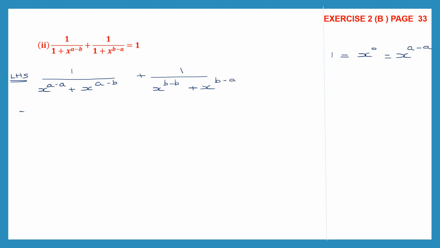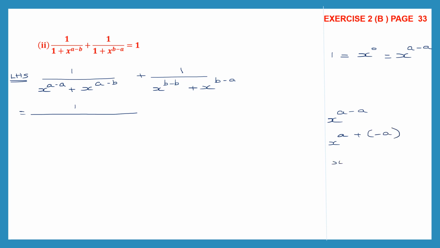Again, see what I'm going to do here. I'm going to write 1 by, now here we've got x to the power of a minus a. That is, if I add a plus minus a, I will get a minus a, isn't it? Suppose I write it here like this, x to the power of a minus a is actually x to the power of a plus minus a, isn't it?